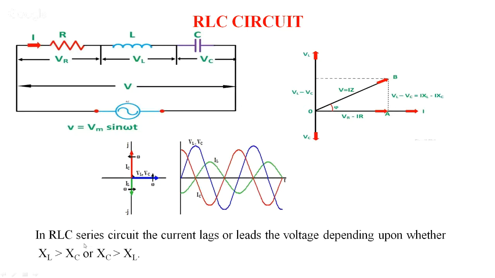So in case of a series RLC circuit, the current lags or leads the voltage depending upon whether XL is greater than XC or XC is greater than XL. If XL is greater than XC, it implies it is more an inductive circuit, and therefore the current lags the voltage. In case of XC being greater than XL, it implies it is more a capacitive circuit. That means the current leads the voltage.